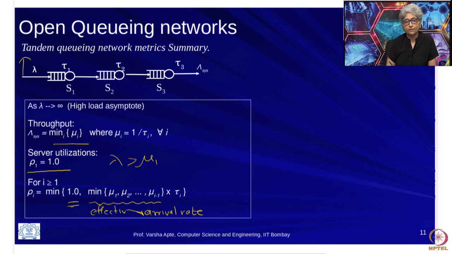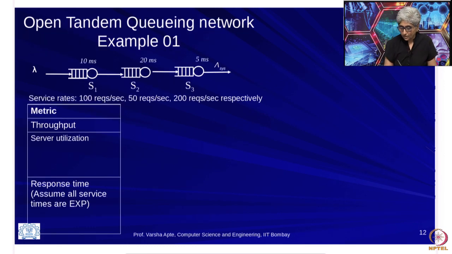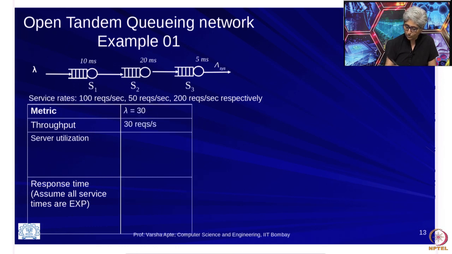Multiplied by tau I. So we have already done a few examples, but I'll just show a couple more. Lambda equal to 30, we in fact did this, so this is just reinforcing what we did. Throughput, this is service rates.